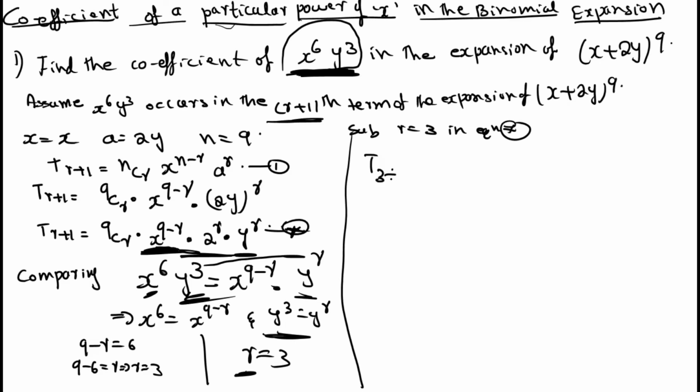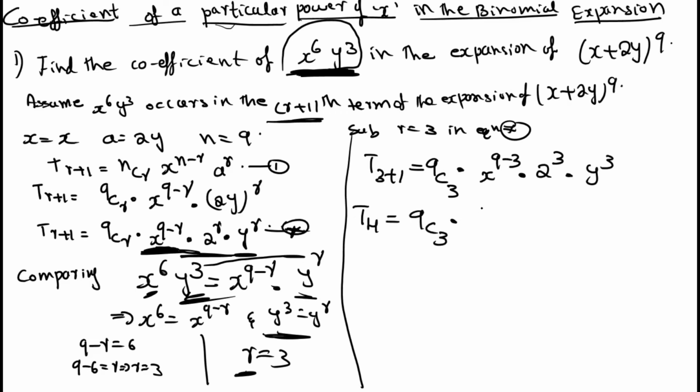T 3 plus 1 equal to, in place of R you need to substitute 3, 9c3 into x to the power 9 minus 3 into 2 to the power 3 into y to the power 3. Simplify: T4 equal to 9c3 into 2 to the power 3 into x to the power 6 into y to the power 3. What's the question? Question is coefficient of x to the power 6 into y to the power 3.